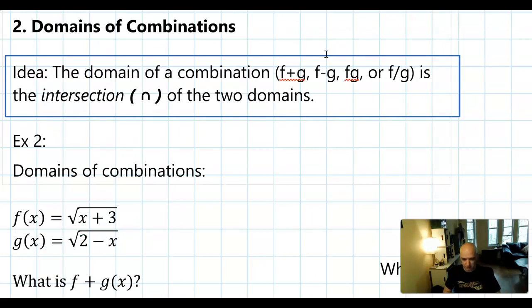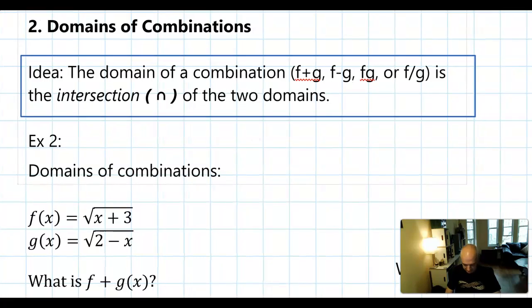In the last example, the functions we were working with were just polynomials, and so other than the division problem, there was nothing restricted in the domains. Everything worked out just fine. You could input every x, but that won't always be the case. So here's a key idea, and you should write this down. The domain of a combination of one of those four types is the intersection of the two domains. And this is the intersection mathematically, like in a Venn diagram, the shaded middle piece. That's what we mean by intersection here.